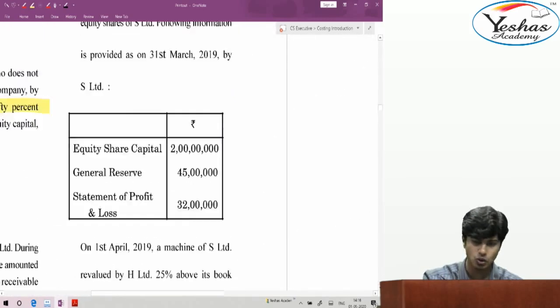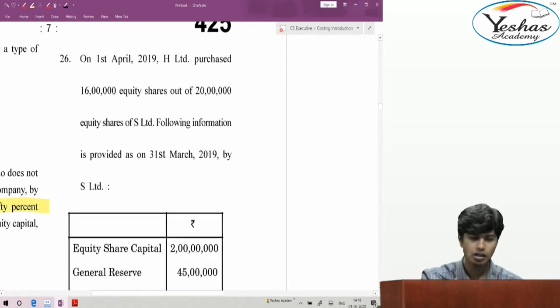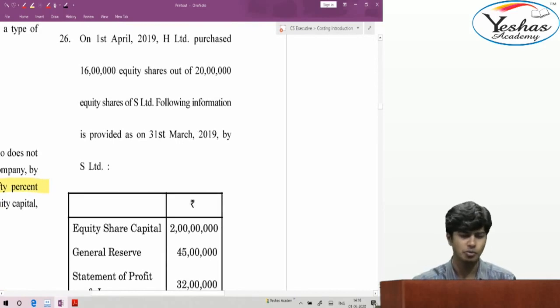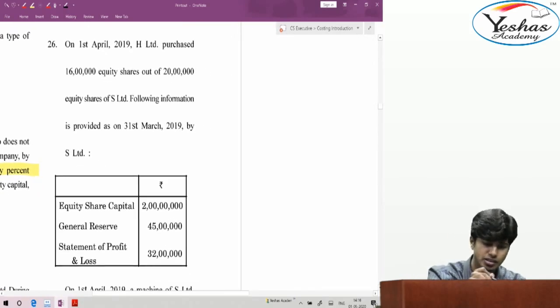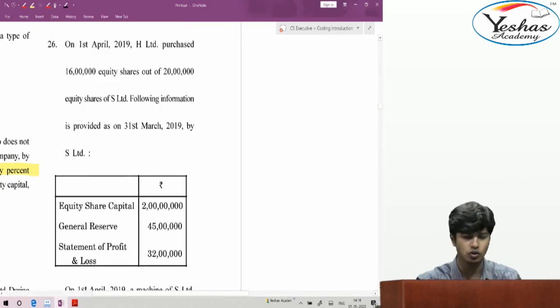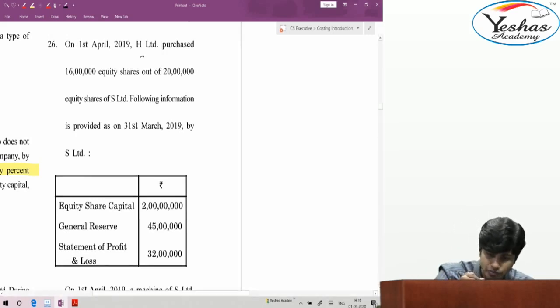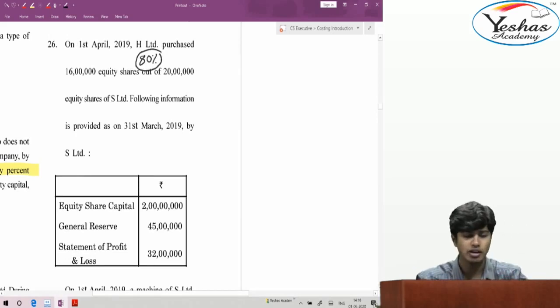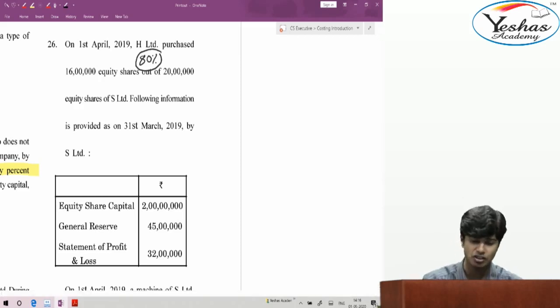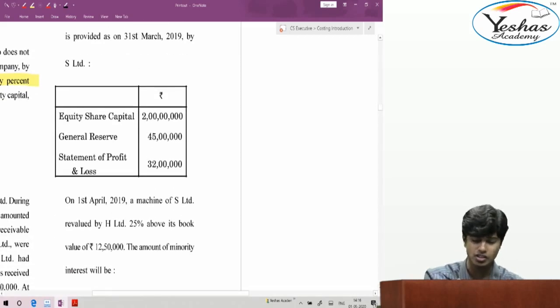Yes, come on. Let us now go to question number 26. What does question number 26 talk about? On 1st of April 2016, H Limited purchased 16 lakh shares out of 20 lakh. Okay, 16 lakh out of 20 lakh. How much is the percentage of holding? I'll do 16 divided by 20. So 80%. So basically, H Limited holds 80% of the equity shares of S Limited. The following information is provided as on 31st of March 2019. What do they want? It is again a consolidation question.